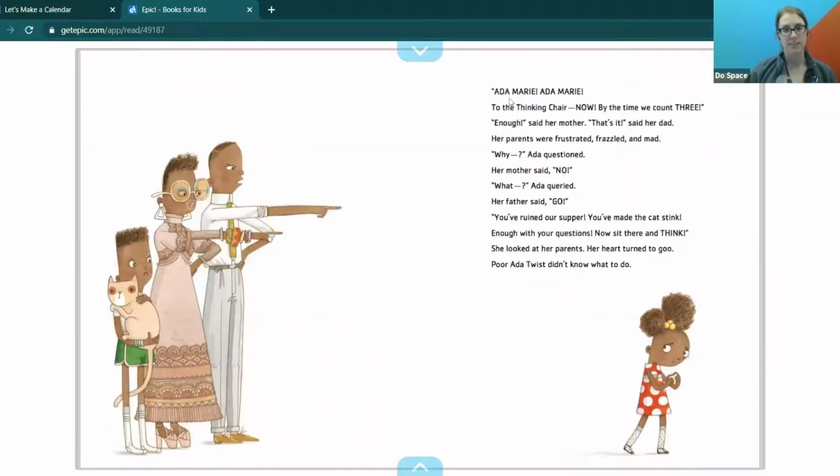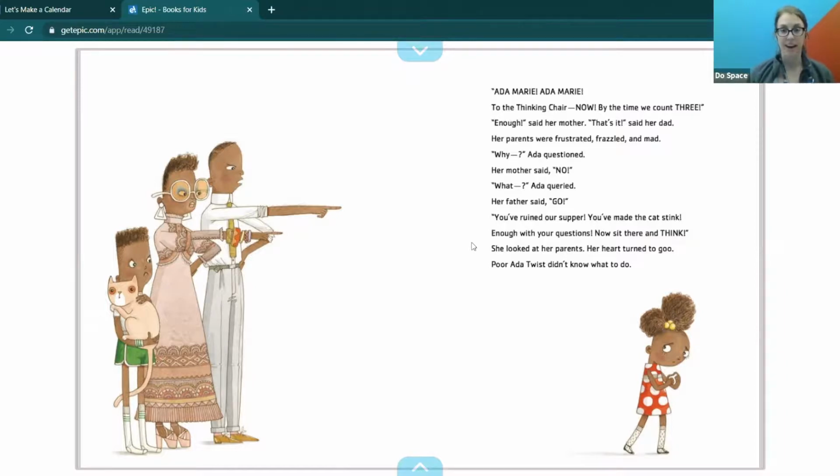And her parents yelled, Ada Marie, to the thinking chair now. By the time we count 3. Enough, said her mother. That's it, said her dad. Her parents were frustrated, frazzled, and mad. Why? Ada questioned. Her mother said no. What? Ada queried, and her father said, go. You've ruined our supper, and you've made the cat stink. Enough with your questions. Now sit there and think.